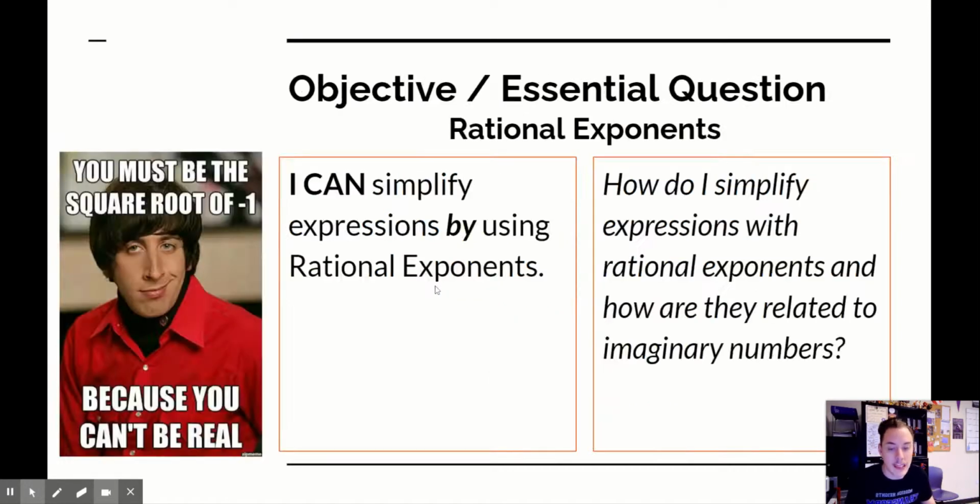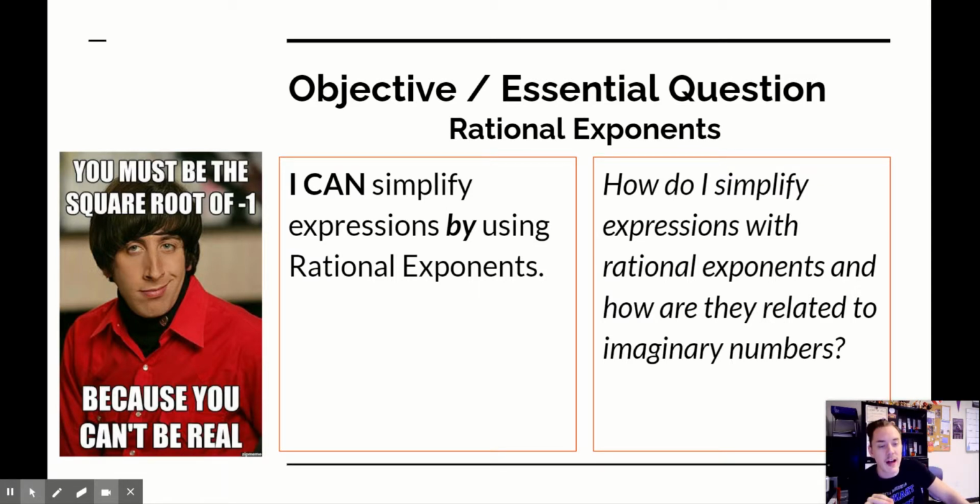What do I mean by rational exponents? Well, rational just means not like smart or thinking clearly with logic. Rational just means fraction because of ratio. And ratio means fraction. So basically it means fractional exponents. Think about that, okay? Fractional exponents.